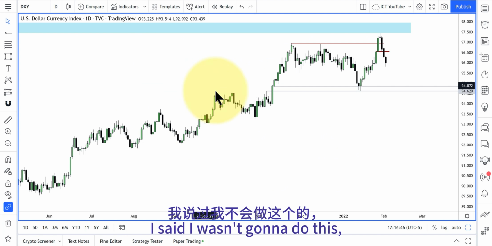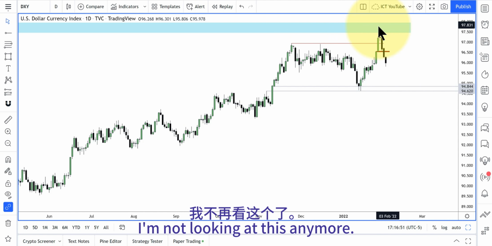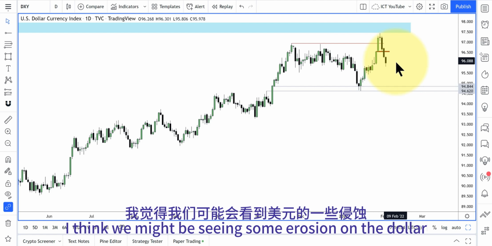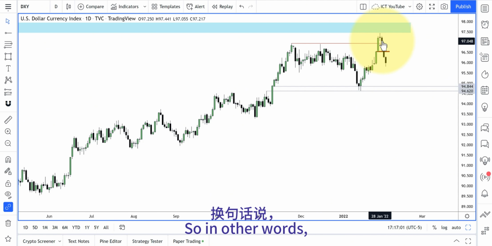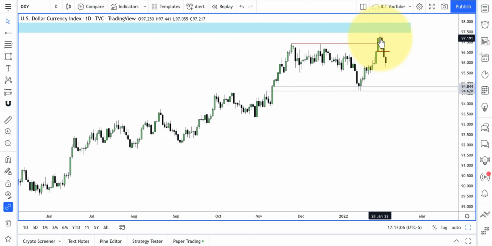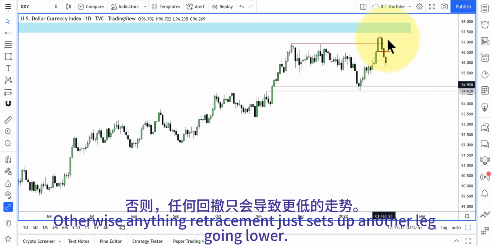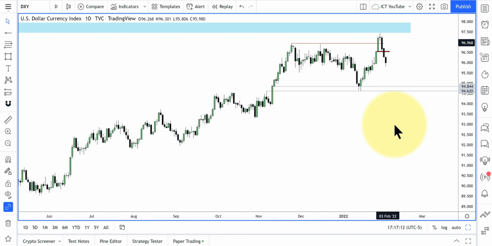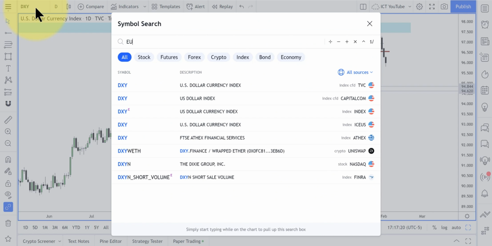All right, I said I wasn't going to do this, but it's important now. I think that we've turned the corner on dollar. I'm not looking at this anymore. I think we might be seeing some erosion on the dollar. The only thing that changes that is if we go back above the balanced price range. So in other words, if it goes above the low here on this candle, 97.05 and 5 pipettes, then we're back in bullish territory. Otherwise, any retracement just sets up another leg going lower. That's what I'm seeing. We're going to stay off the lower time frames, okay? So hopefully you guys can permit me that.